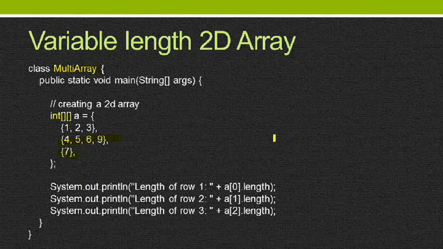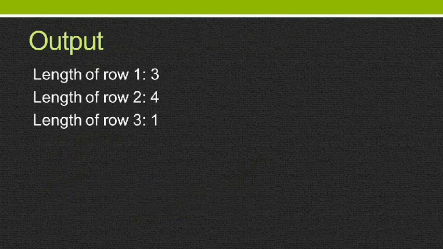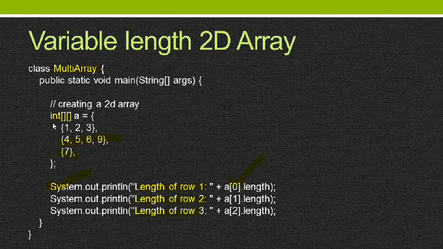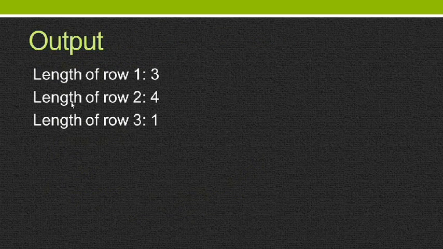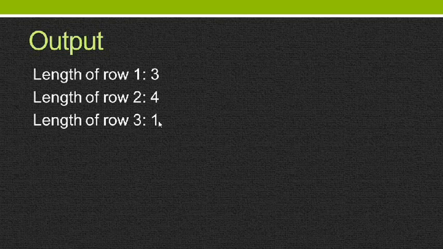As we have discussed the length of the array and seen with the previous example, now let us print the length of row 1, length of row 2 and length of row 3 with the corresponding array and its index reference, as well as the length function is used. Now the output: for the first row 3, for the second row 4, for the third row 1. This is an example of a variable length 2D array.